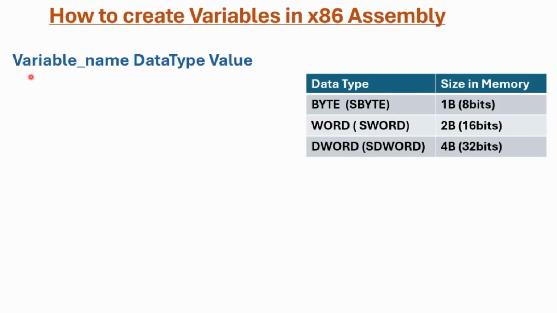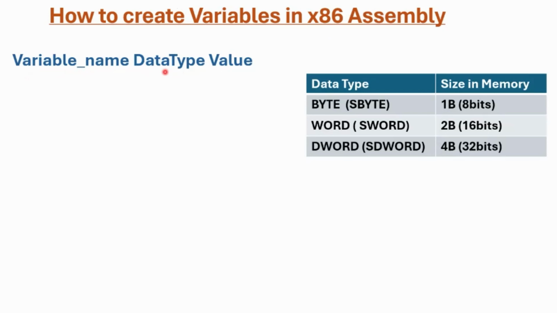In this video tutorial, I'm going to explain how to create variables in x86 assembly language. So the format which we are going to follow is this one. First of all, we will say what is the variable name. It can be any name which you want to use for your variable. Then you have to mention the data type and the value, whatever value you assign to that variable.